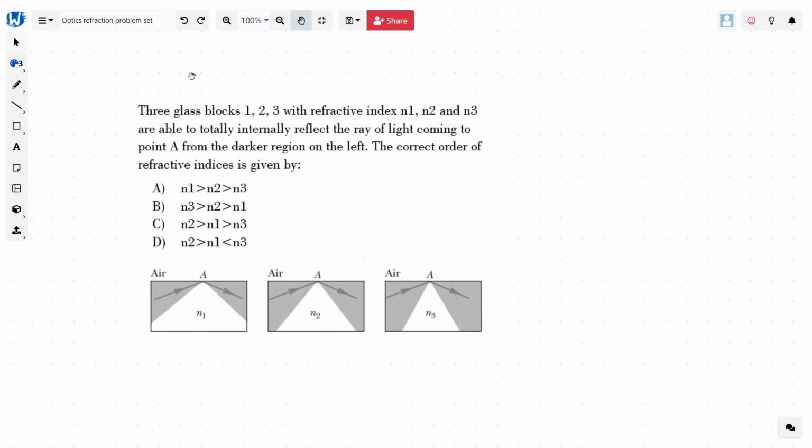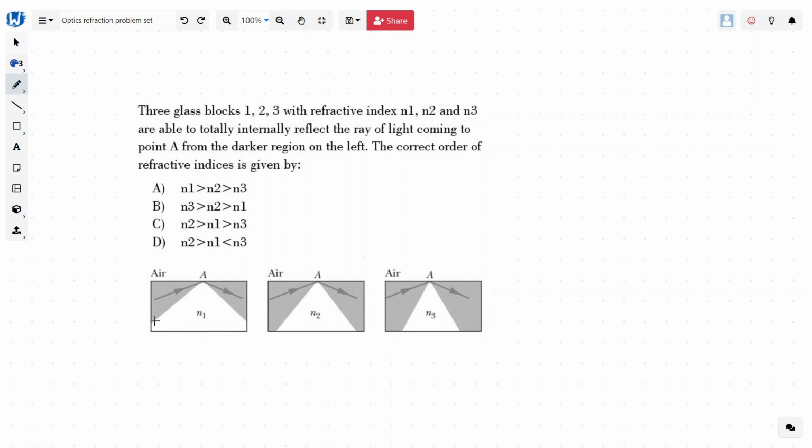Now we have three blocks 1, 2, 3 with refractive indices n1, n2 and n3, which are able to totally internally reflect the ray of light coming from point A from the darker region to the left. The correct order of refractive index is given by, right? So here it is n1, and then you have air, and the ray of light is getting totally internally reflected in all the three.